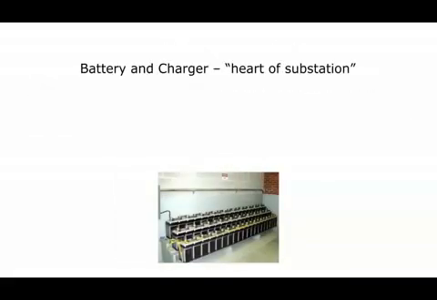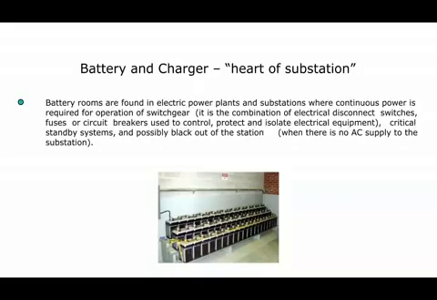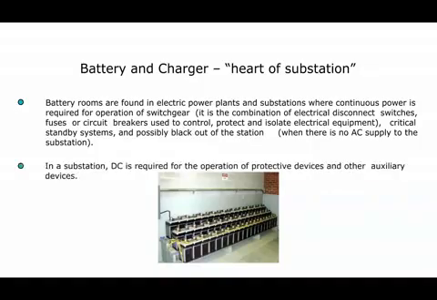Battery and charger are very important parts of a substation. They can be called the heart of the electrical substation. Battery rooms are required to provide continuous power for operation of switchgear, critical standby systems, and possibly blackout of the station when there is no AC supply to the substation. In a substation, DC is required for the operation of protective devices and other auxiliary devices.